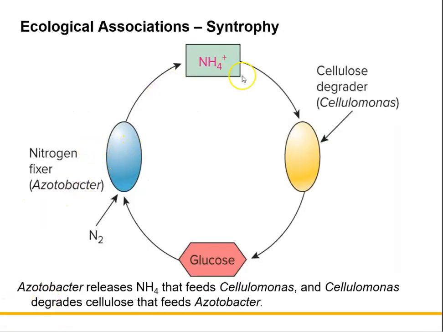All right, here is an example of syntrophy. Remember, this is going to be cross-feeding. So we have the nitrogen fixer Azotobacter here. It's going to feed Cellulomonas ammonium. So Cellulomonas is going to take that ammonium and feed off of it, and in return, it's going to produce glucose. And Azotobacter is going to feed off the glucose.